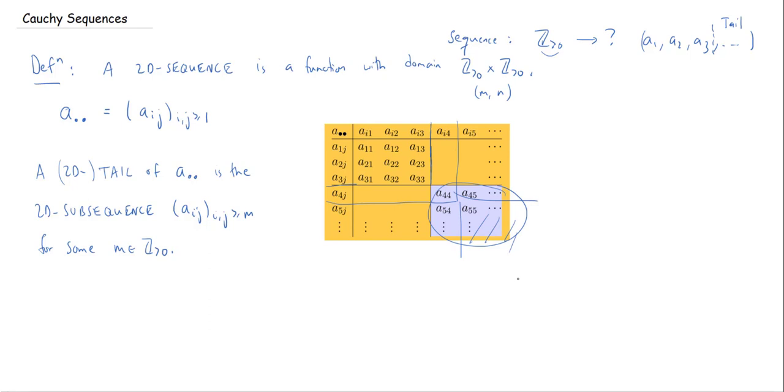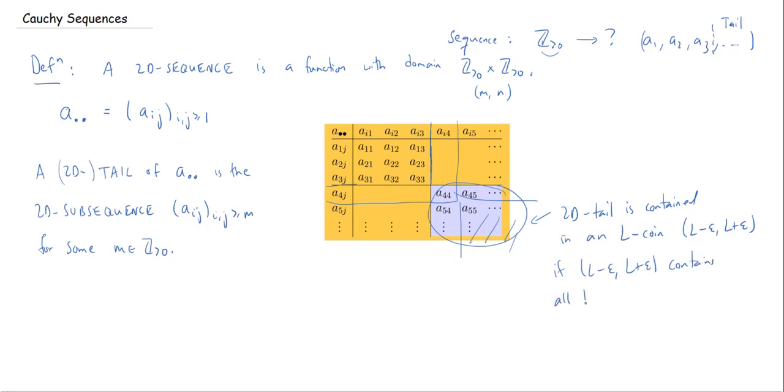Now, once again, if I have some real number L, then I can say that this 2D tail is contained in an L coin. Remember that looks like (L minus epsilon, L plus epsilon), if the L coin contains all of the terms in the tail. So if (L minus epsilon, L plus epsilon) contains all terms in the tail.